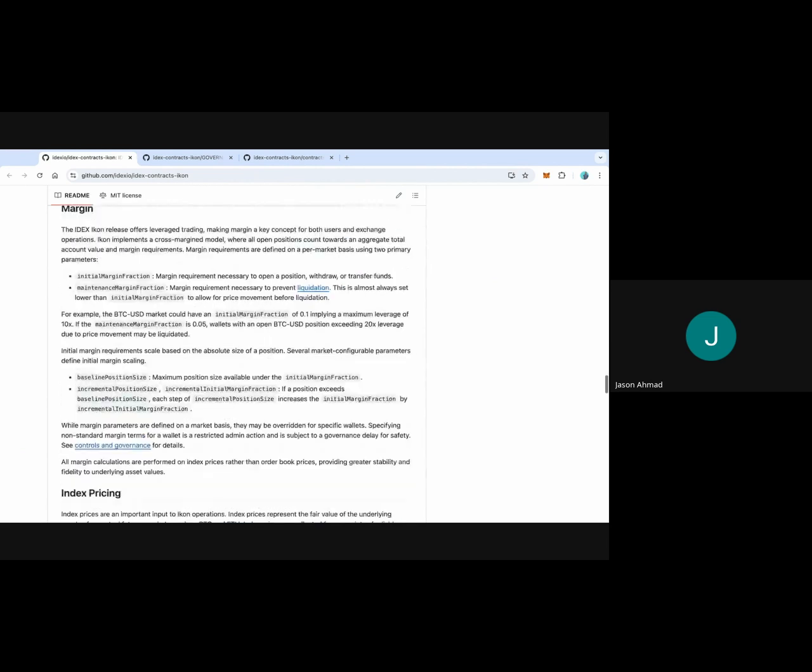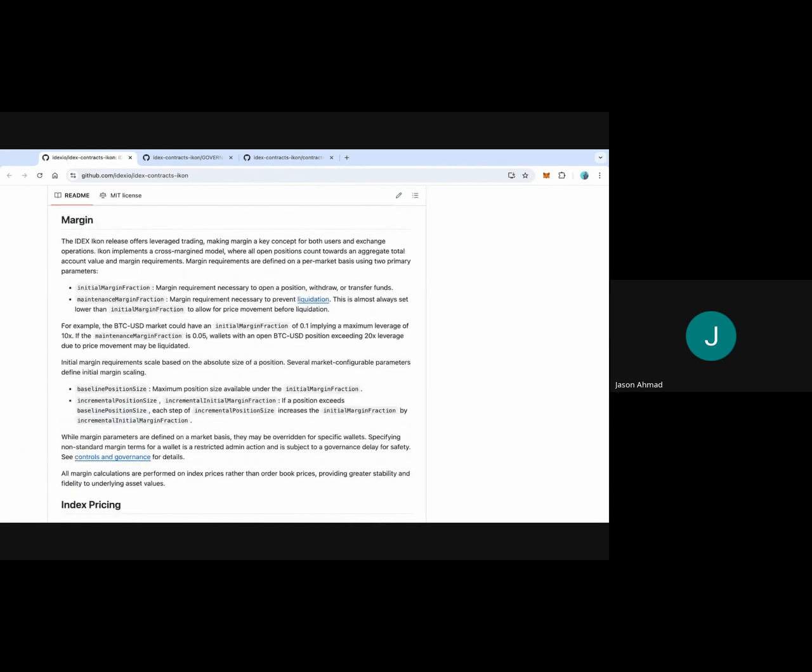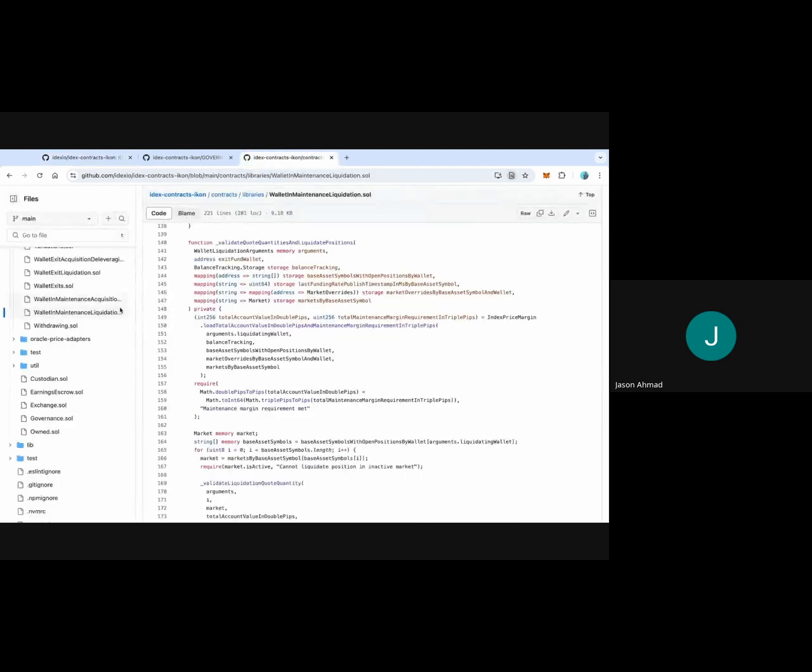All right, as I mentioned before, margin requirements. IDEX defines a number of margin parameters per market. These cover everything from the initial margin fraction and maintenance margin fractions. It has an incremental margin system. These get into details that are very specific to perpetuals. But the point I'd like to make here is that all of this is provable within the contracts.